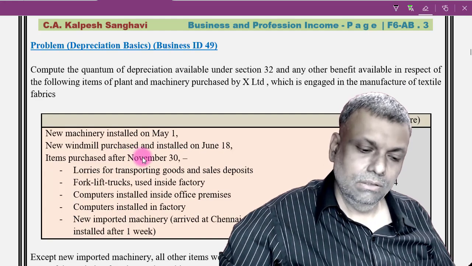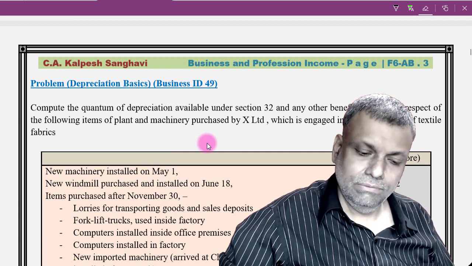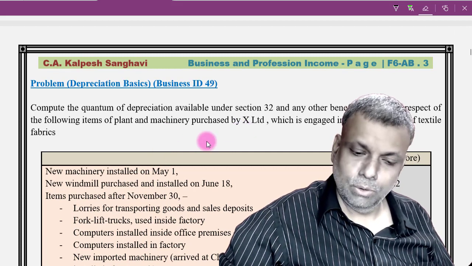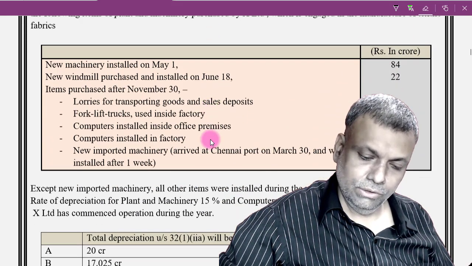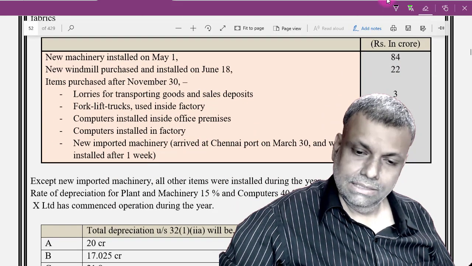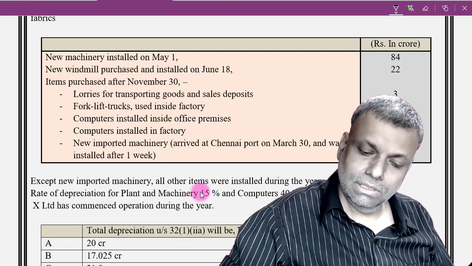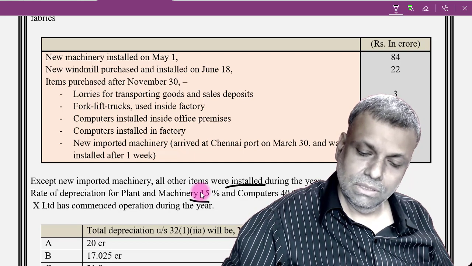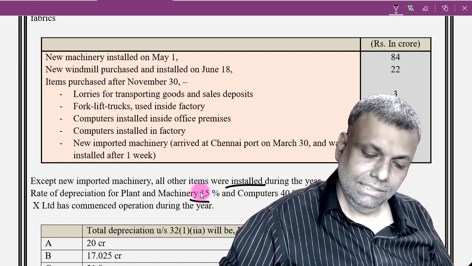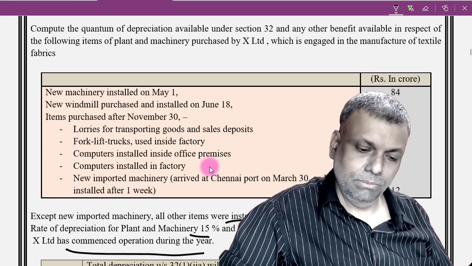Now come to this particular question, question ID number 49. You have to calculate the depreciation and probably the additional depreciation also in this particular situation. Except new imported machinery, all items are installed during the year. Rate of depreciation for plant and machinery is 15%, computer is 40%. X Limited has commenced the operation during the year. Okay, so that is a basic point.